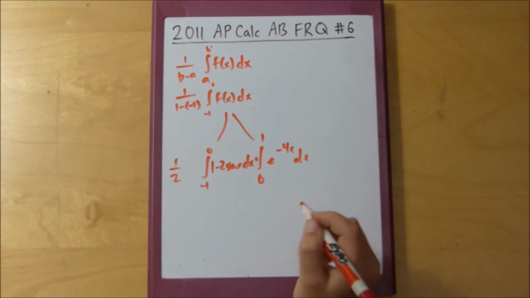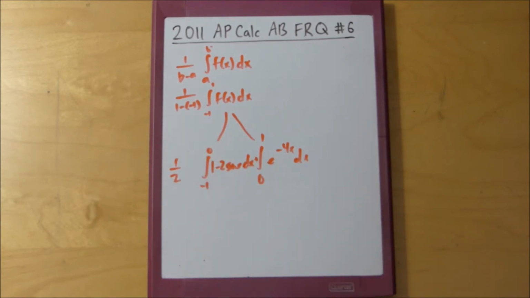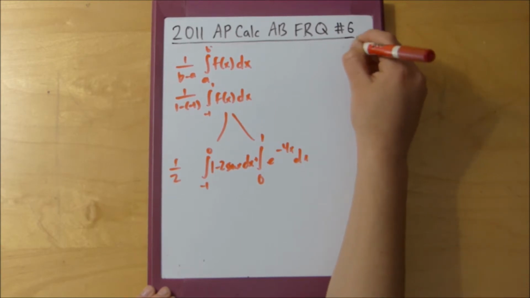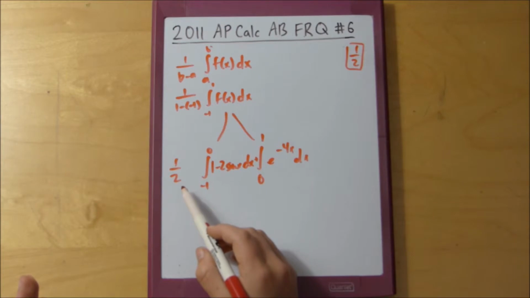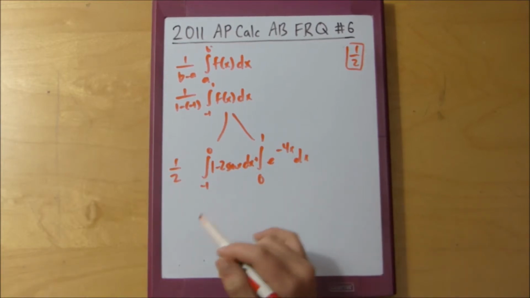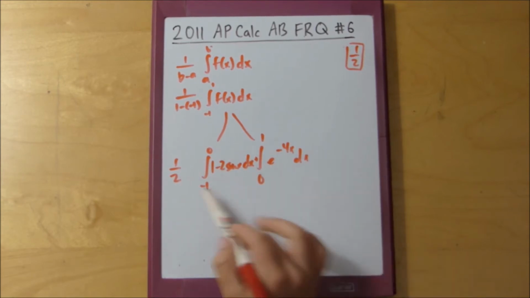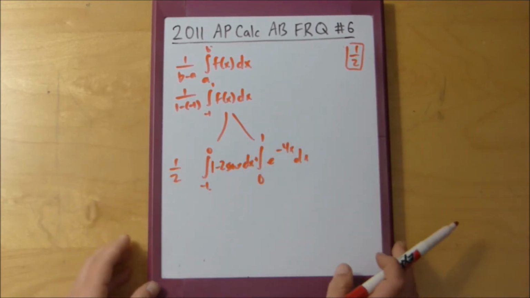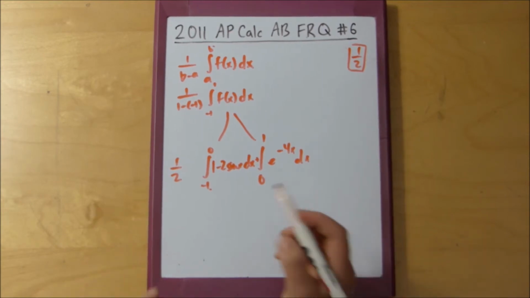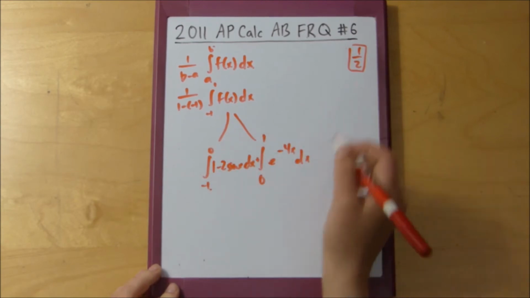I'll probably run out of space though. With this 1/2, I normally just write it up in the corner and then I forget about it. But I don't forget about it, I just disregard it, I suppose. I integrate everything first, and then I take the final product and divide it by 2. It's just easier that way for me. So we'll just erase it. Our 1/2 is up there.